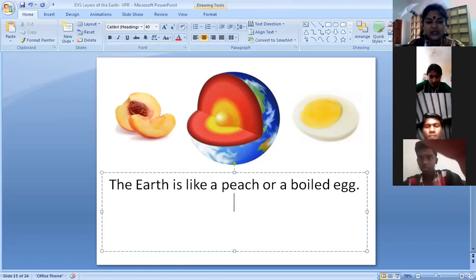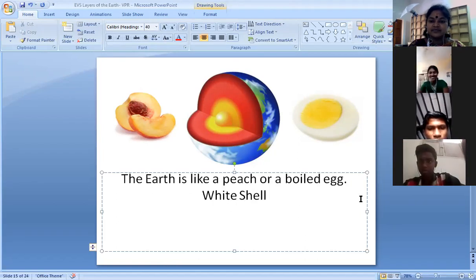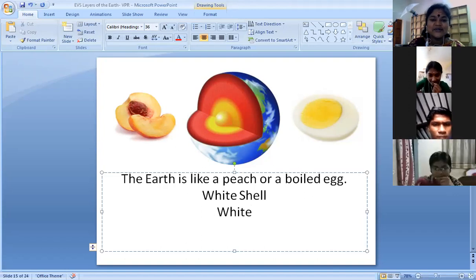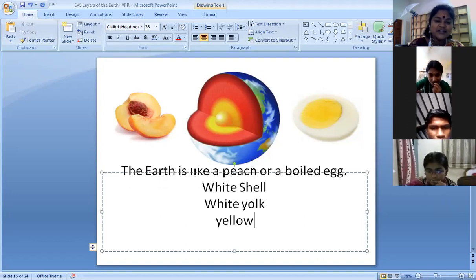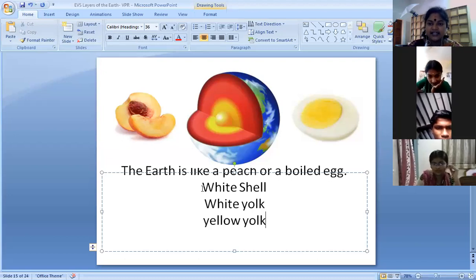The outer part of the egg is called white shell. Then the inner part of the egg is called... forgotten. White yolk, and yellow yolk. Okay. White shell, white yolk, and yellow yolk. So the structure of this earth can be compared to that of an egg, which consists of 3 layers: white shell, white yolk, yellow yolk.